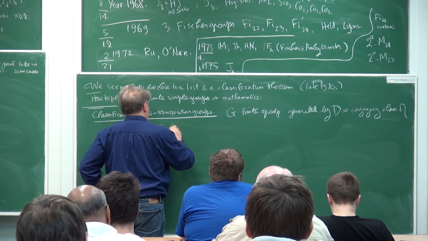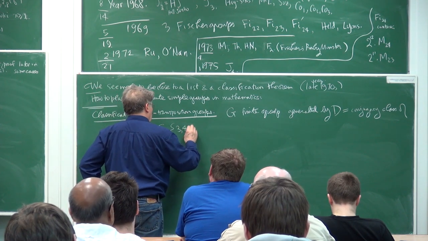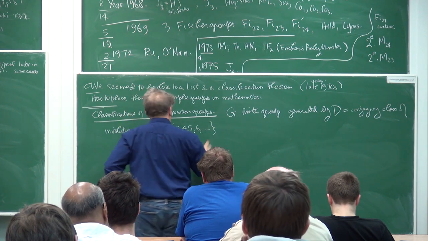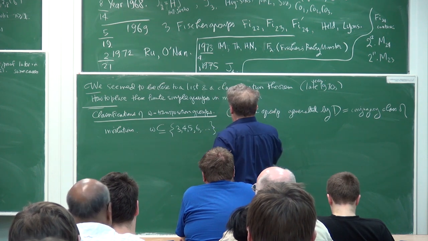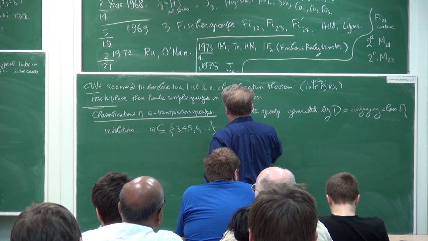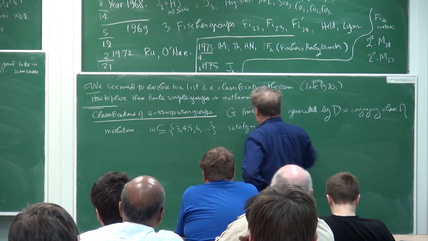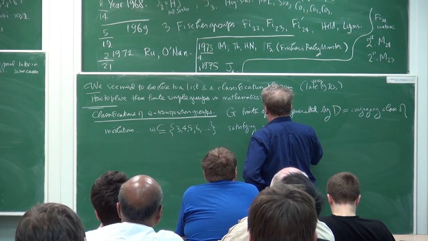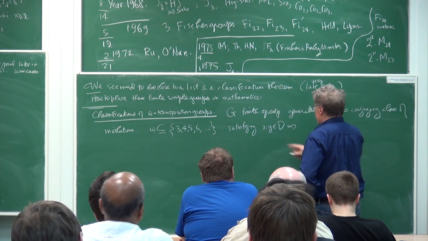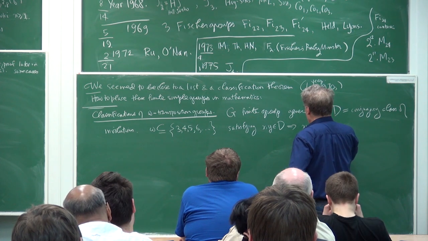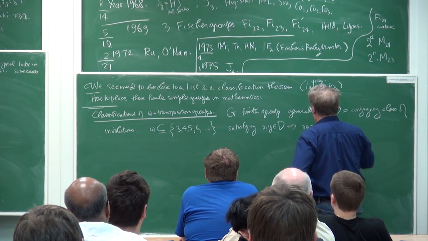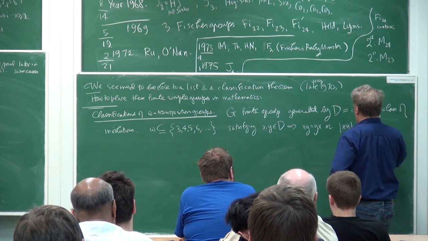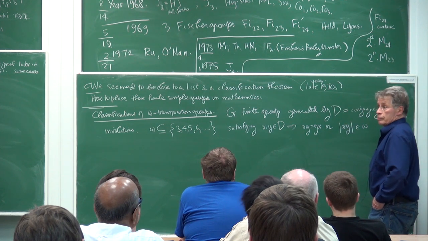Omega is a subset of the set of integers greater than or equal to 3. And the set D satisfies the following. If you take two elements X and Y of D, then they commute, or the product of X and Y has order an integer in the set omega.